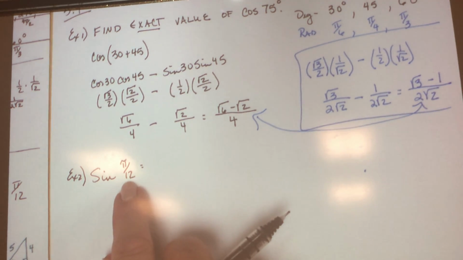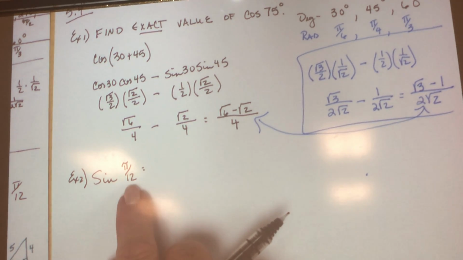Alright, so first of all, I can either add or subtract to get this 1 pi over 12.